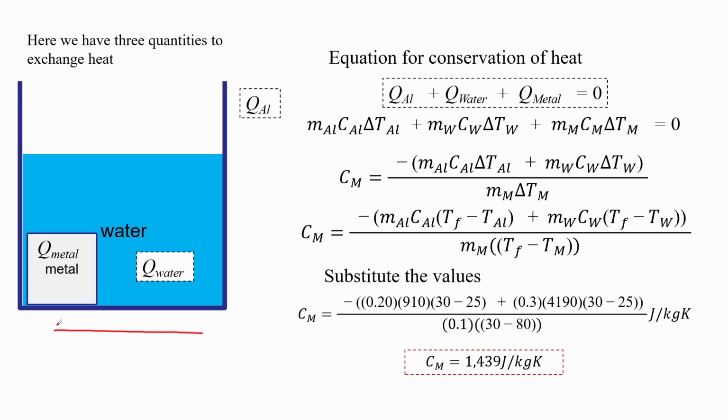We then write the equation corresponding to these quantities and rewrite it to solve for the specific heat capacity of the unknown metal. We get that the value of the specific heat capacity is 1439 joules per kilogram Kelvin.